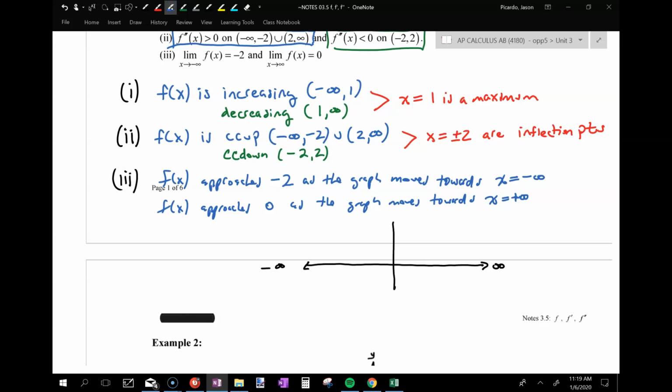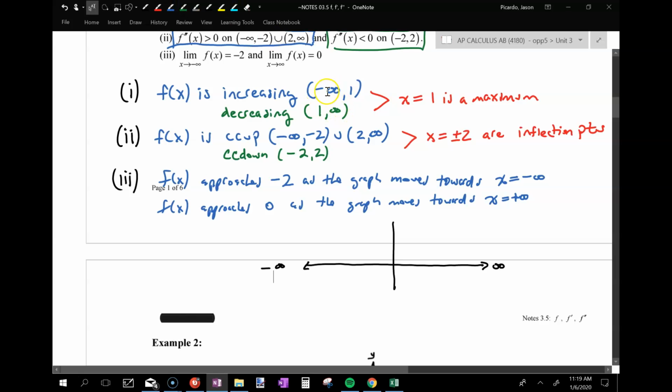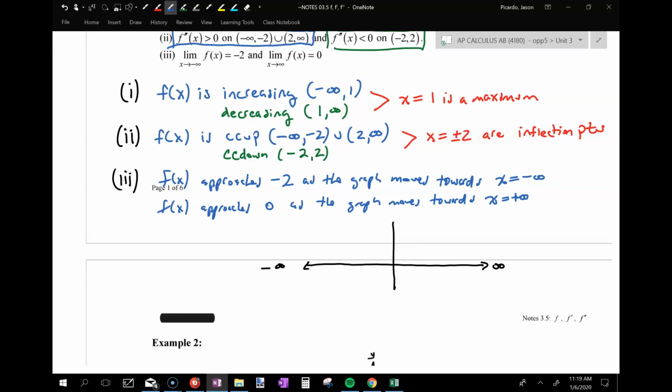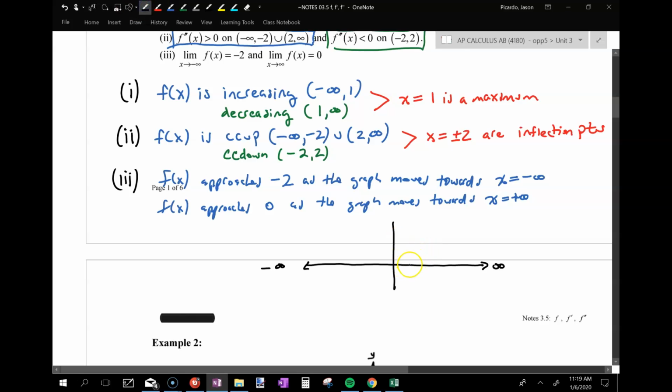All right, so here's what we know. I am increasing from negative infinity to 1, from 1 to infinity, and 1 is a maximum. So at 1, we're going to have a maximum. I'm going to put a point right here. There it is. There's a local maximum, right? Then I have some concavity. We'll talk about that. I have inflection points at positive and negative 2. We'll talk about that. How about these asymptotes? Those are kind of important, right?